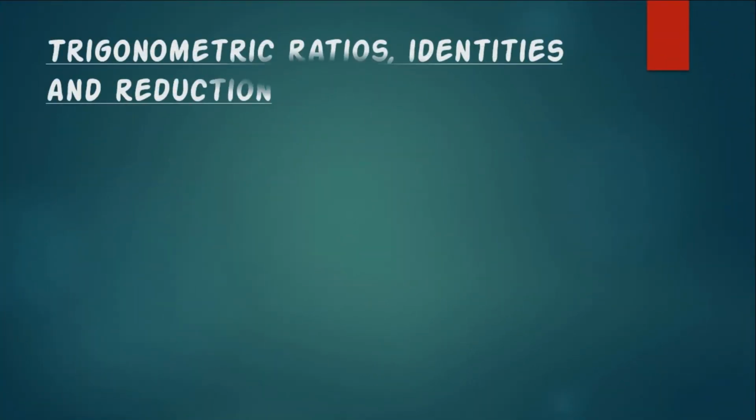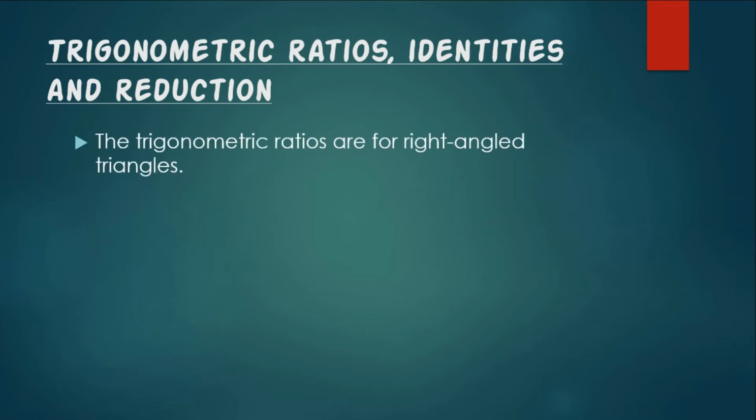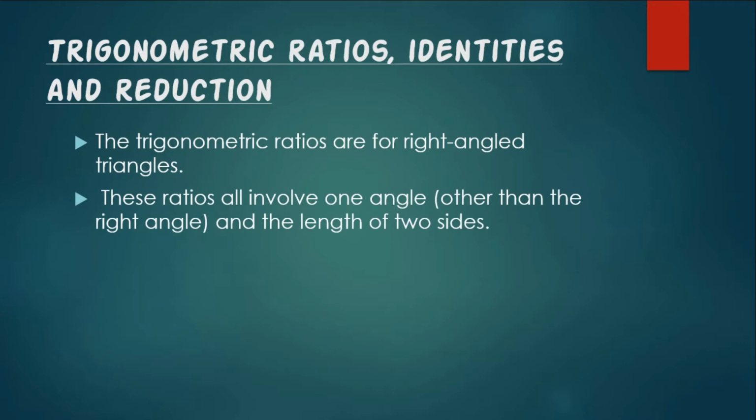Now let's start with trigonometric ratios, identities, and reduction. Remember, I said it is just an introduction. We won't go deep into these things. We'll go deep next time when maybe we're answering some questions. The trigonometric ratios are for right-angled triangles. These ratios all involve one angle, other than the right angle, and the length of two sides.